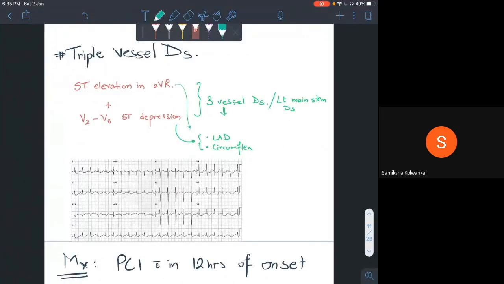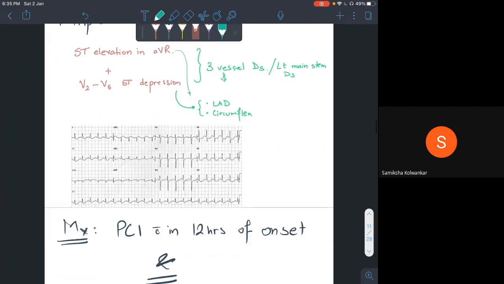Just as an interesting case which I recently saw, I'm going to tell you about triple vessel disease. Triple vessel disease is like this case where you're like, this guy is going to need the top of the line care to just save his life, and probably even that's not going to be enough. So if a patient comes to you, right?